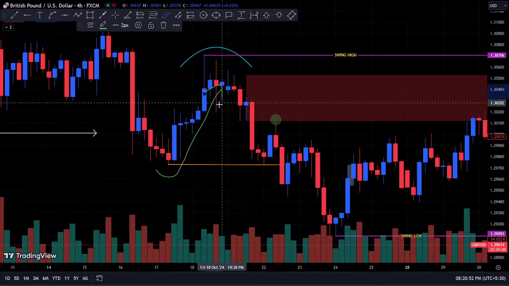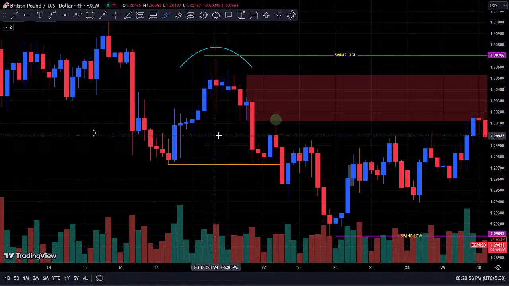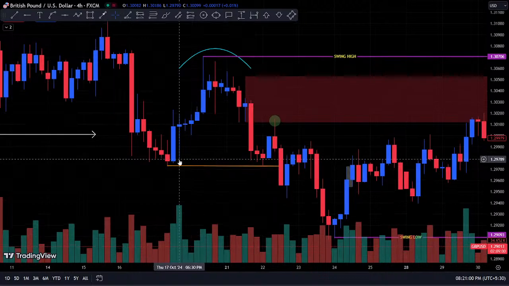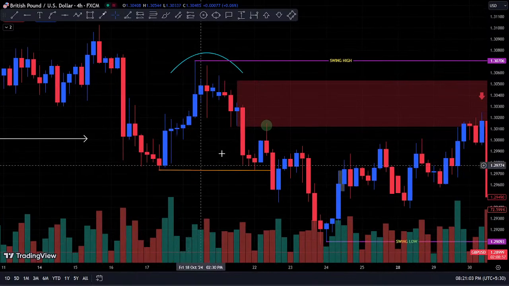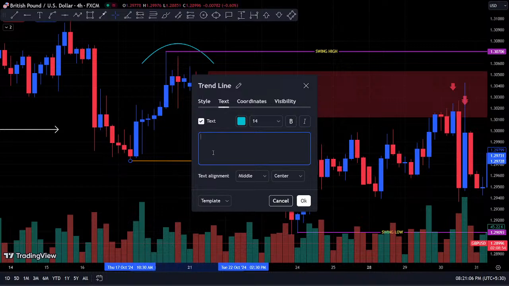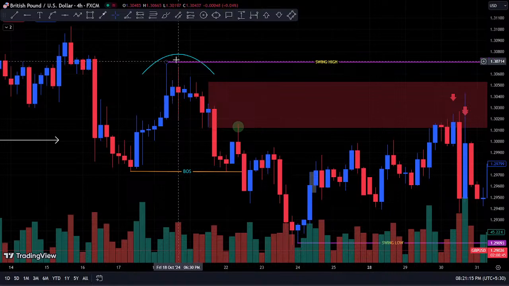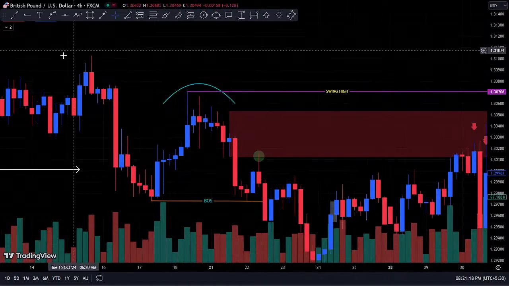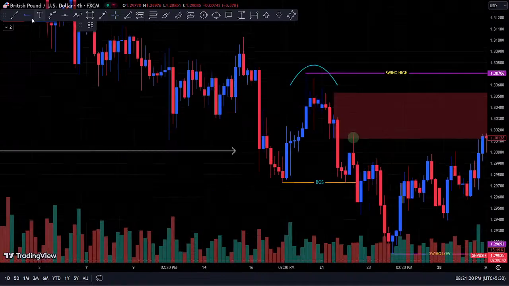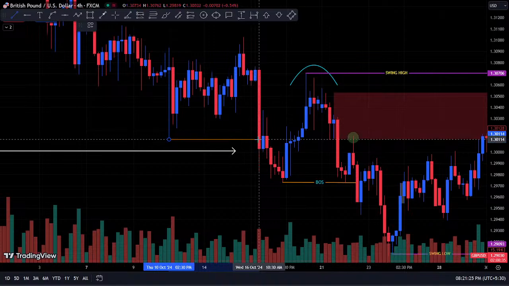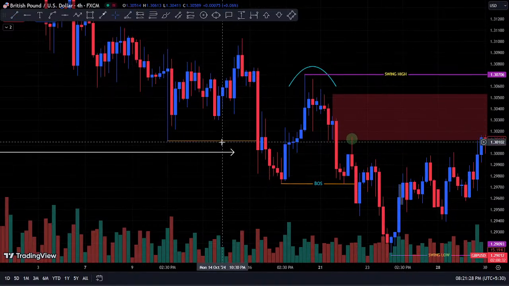Okay, so when this pullback is over, when this particular lower time frame demand zone is broken down by a break of structure, this is an internal break of structure, or we can say the following break of structure. So what is the highest point? This is the highest point. Why don't we consider this highest point? Because this high was already used to break this level. So this high cannot be used. Okay.